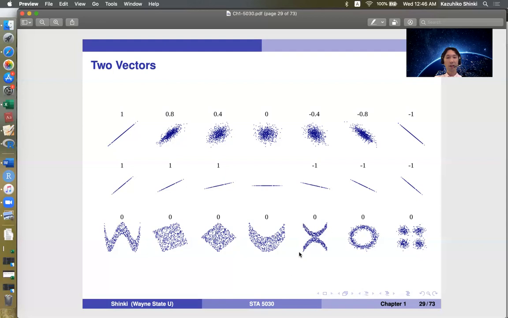Also this one, we have obviously some pattern. All points are on one of the two parabolas, but actually we don't have any linear relationship. Also this, all points are on a circle, maybe plus some noise. And we have 4 clusters, but still we don't have a linear relationship. So a correlation coefficient of 0 does not mean no relationship, but at least we don't have a linear relationship if R is 0.